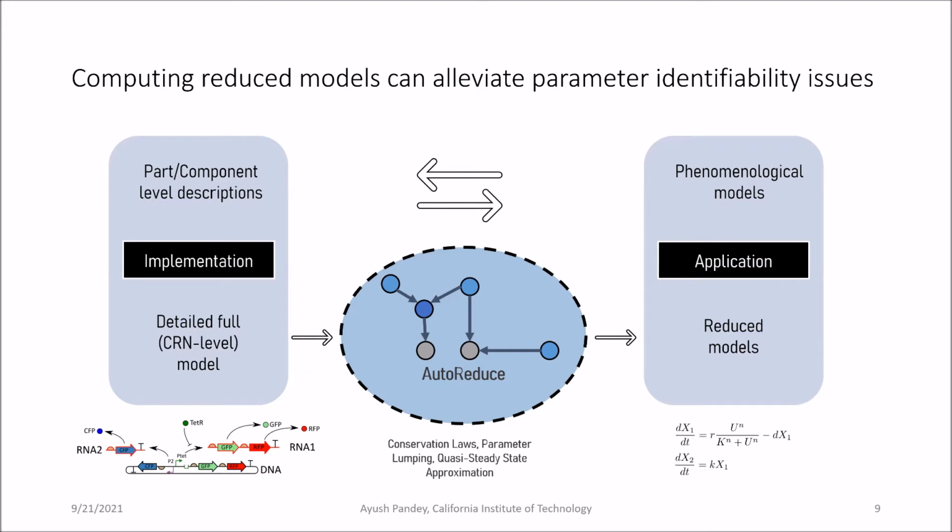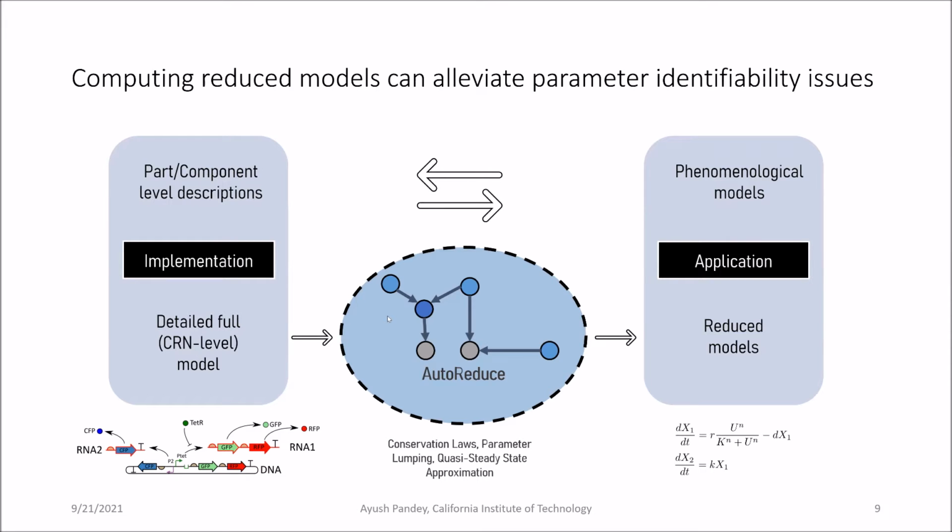But since we want to connect the detailed model and the phenomenological models together, we are only considering structured model reduction. A lot of the other methods that introduce linear or nonlinear transformations are not considered here, whereas conservation laws, parameter lumping, and quasi-steady-state approximations do not introduce any transformations. So the meanings of the parameters and the states are actually a subset of your full dynamics.